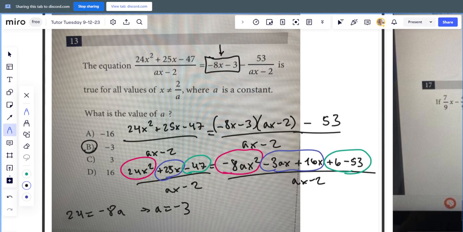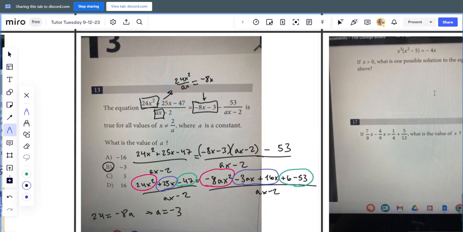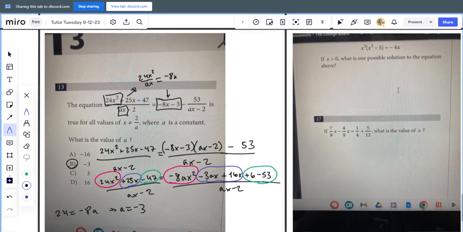Yeah, a quick way to do this could be, since they divided everything by ax − 2, 24 over a is equal to −8. That would be the result of that division right here. Or I'd be able to do 24x² divided by ax. That would give us 24 over a is equal to −8x. Definitely works as a quick solution. I do like this thorough solution though. They're both good.